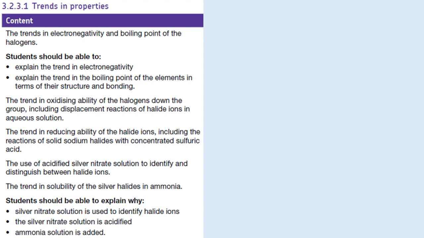Right. So we've seen the trends and explained the trends in electronegativity and boiling points. We've looked at the trend in the oxidizing ability and we've explained that or shown that using displacement reactions of the halide ions in aqueous solution. Now, this is the most dreaded and hated part of halogens. People really dislike this topic. So let's try and strip it back and look for a pattern.